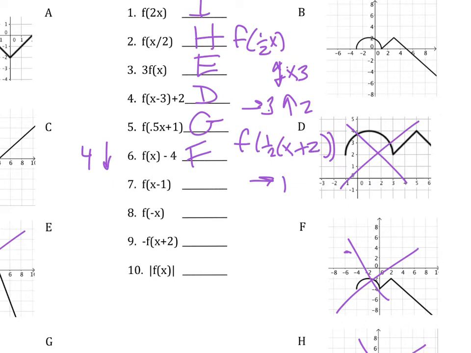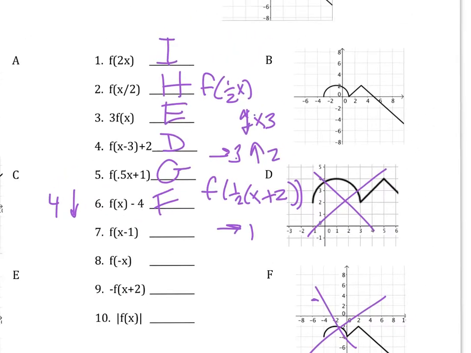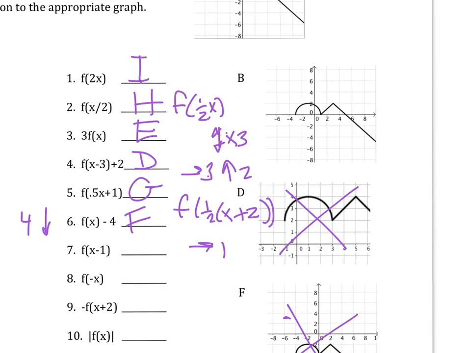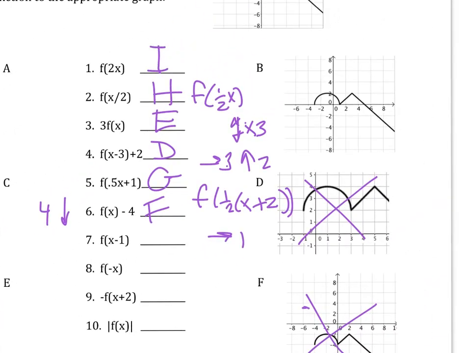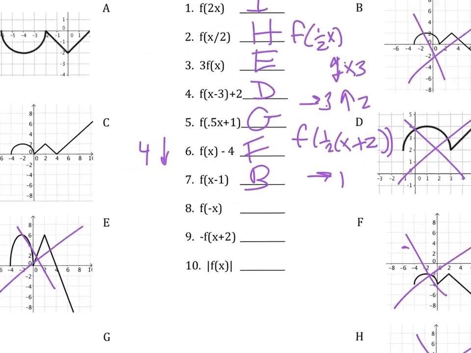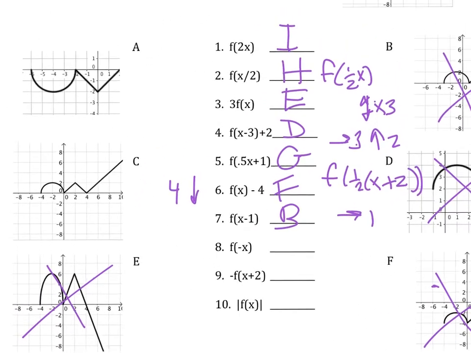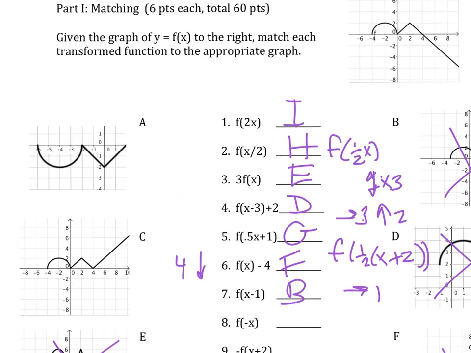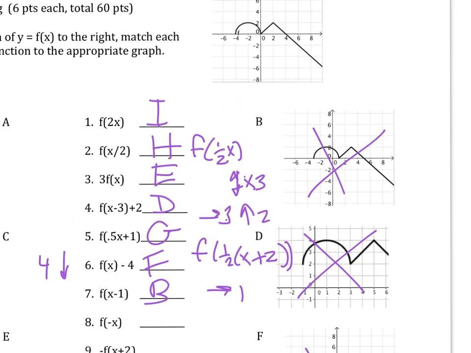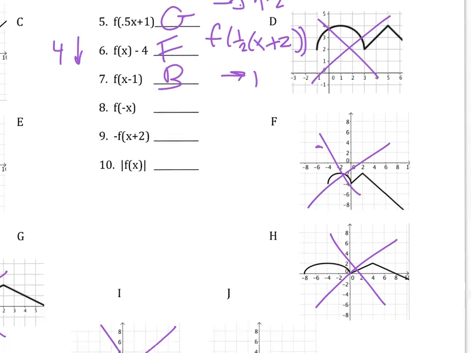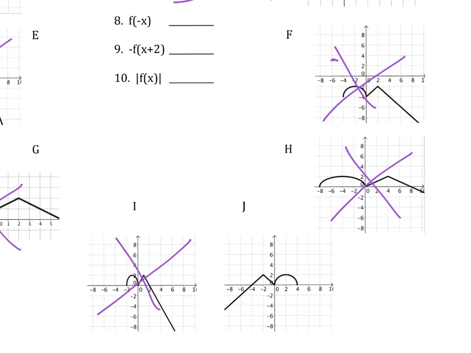Back to number 7, we're looking for a horizontal shift to the right of 1 unit, and that looks like B. And 8, what is 8 going to do? Somebody said backwards. So it's not a horizontal stretch, but it is a horizontal effect. It's going to be a horizontal reflection over the y-axis, and that looks like it's going to be J.